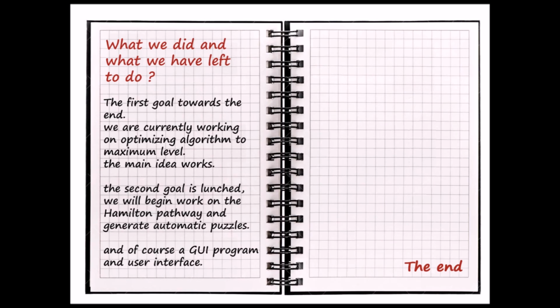So, what we did and what we have left to do. The first goal is toward the end. We are currently working on optimizing the algorithm to the maximum level, as the main idea works. The second goal is launched. We will begin work on the Hamiltonian path and generate automatic puzzles, and of course, a GUI program and user interface.